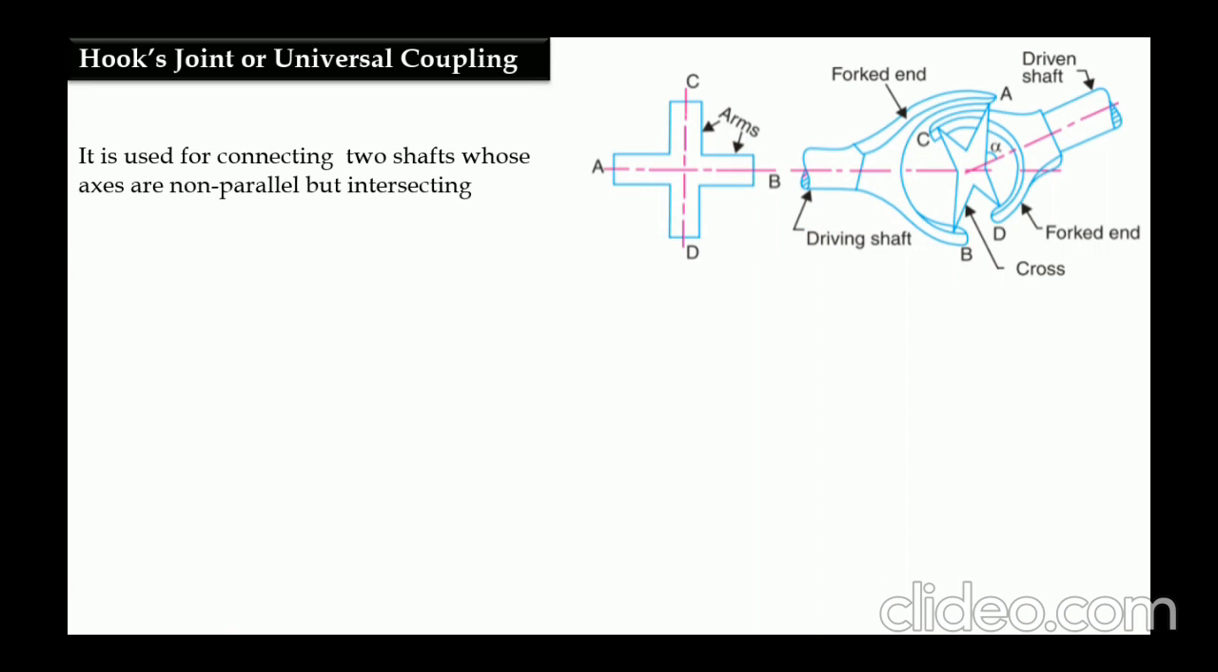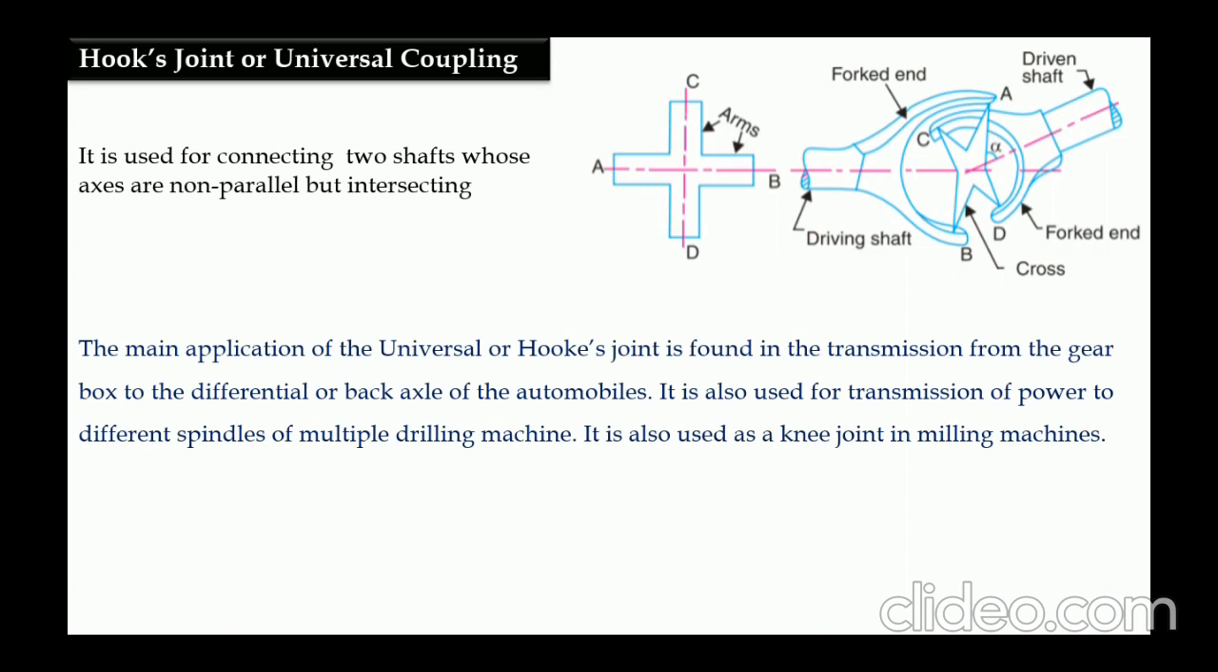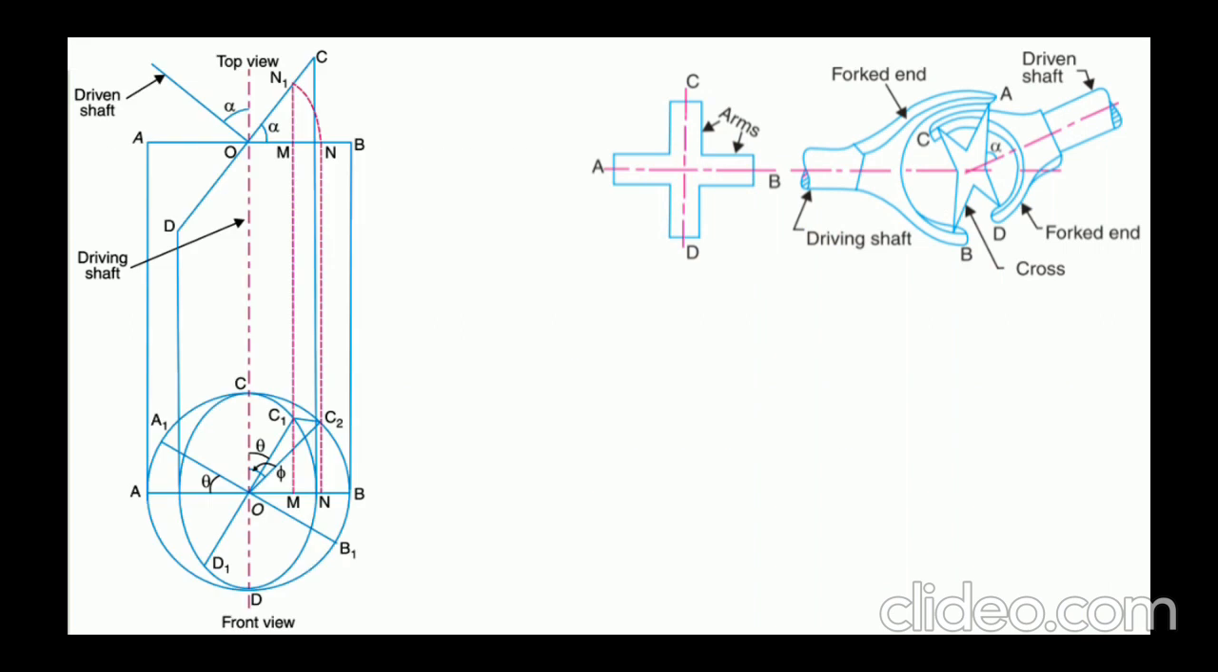Now this hook joint finds application in the transmission from the gearbox to the differential or back axle of an automobile. It is also used for transmission of power to different spindles of a multiple drilling machine. It can also be found in a milling machine. Now, in the analysis of the hook joint, we can find out the variation in the velocity of the hook joint, that is, from driving to driven shaft.